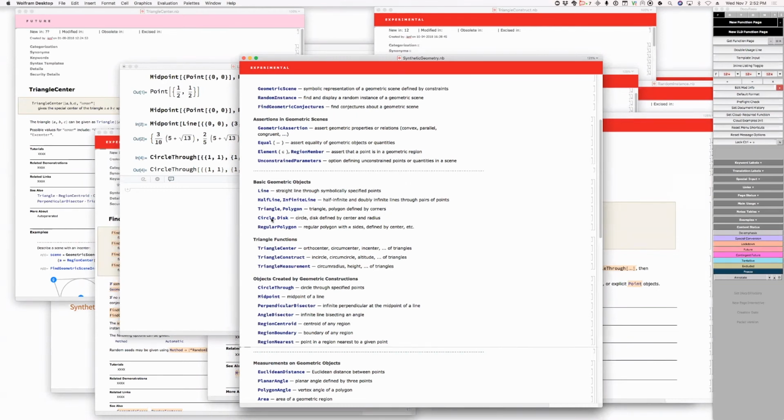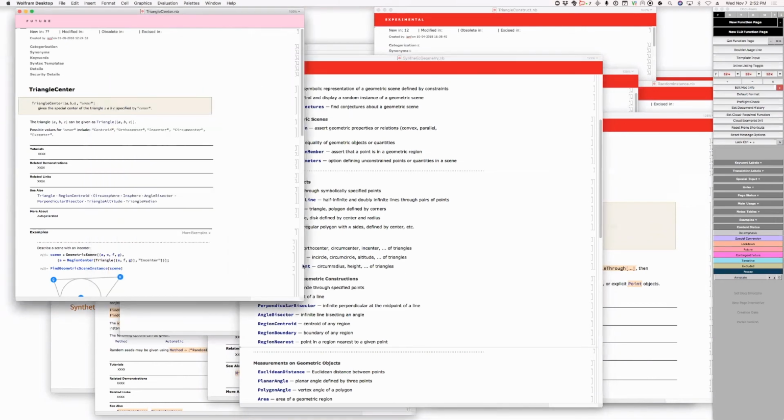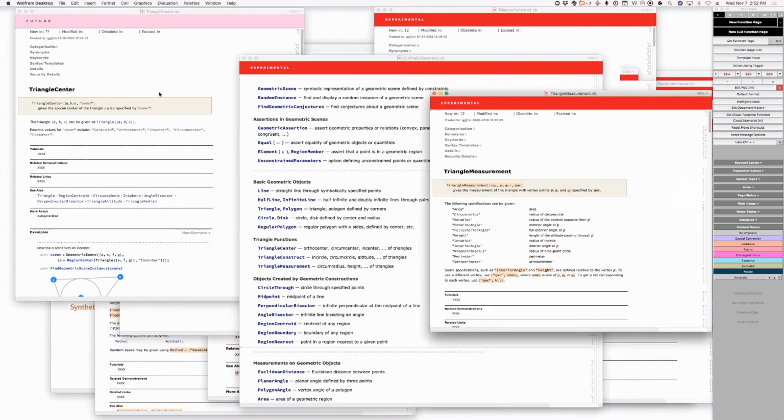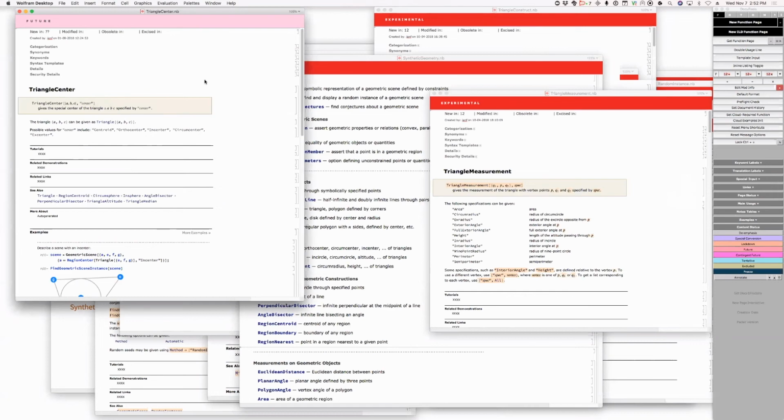All right. Next we have here, I believe, the triangle functions. Is that right? So triangle center, triangle construct, triangle measurement. Okay. So apparently triangle center, we had not, for some strange reason, defuturized. So you're not updating to the most updated version of Triangle Center for some reason.